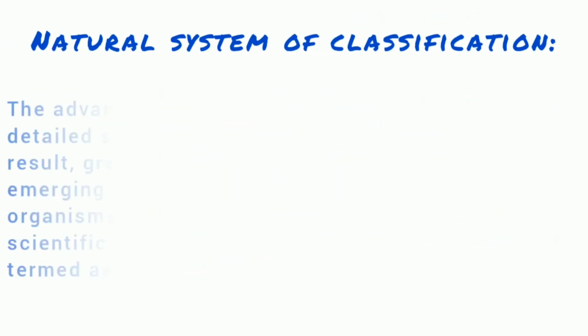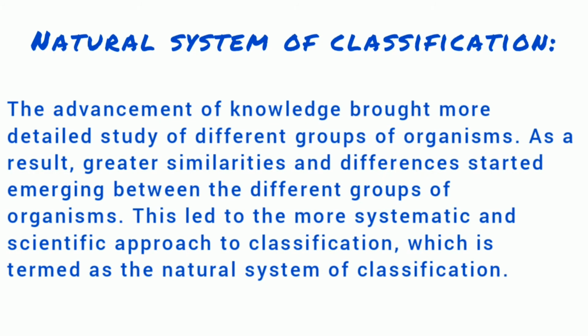Natural system of classification. The advancement of knowledge brought more detailed study of different groups of organisms. As a result, greater similarities and differences started emerging between the different groups of organisms. This led to a more systematic and scientific approach to classification, which is termed the natural system of classification.